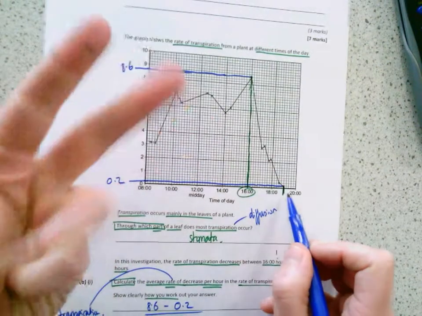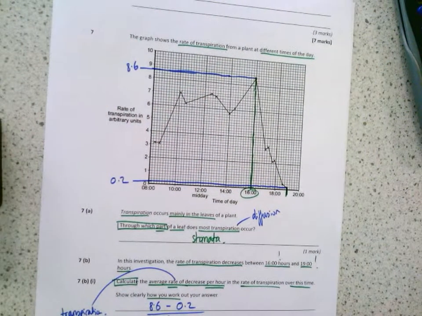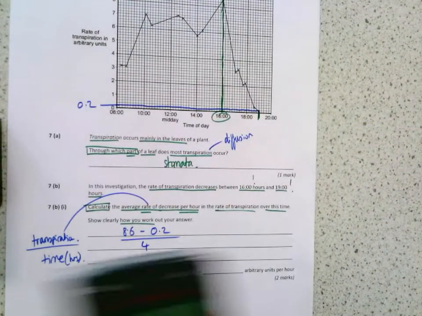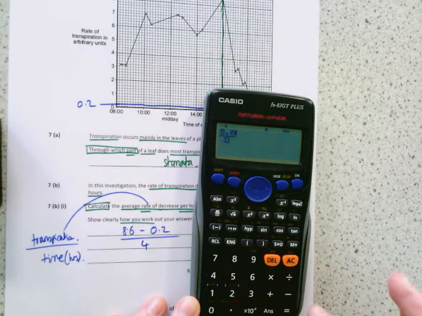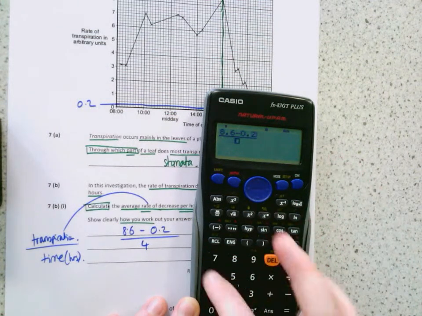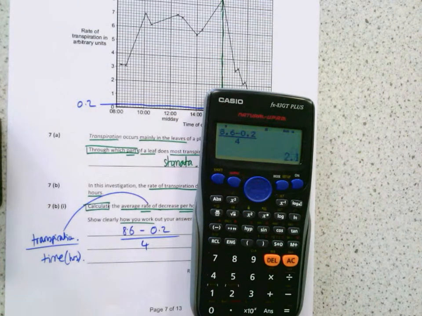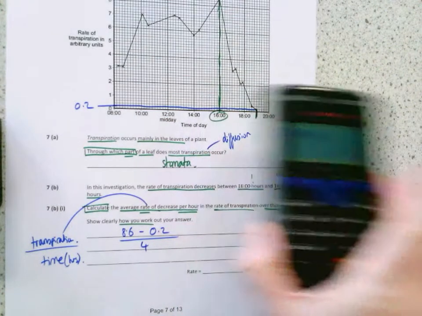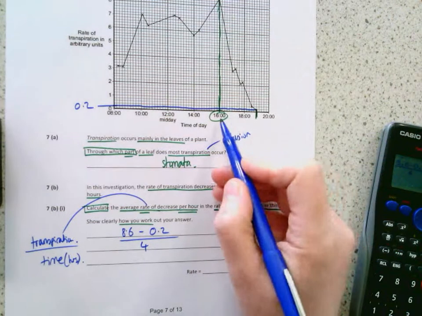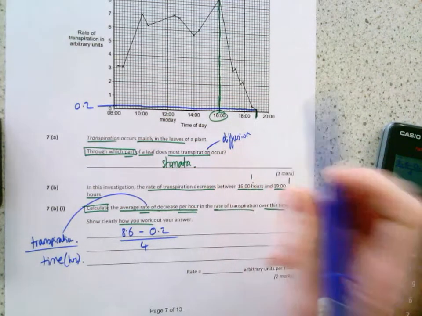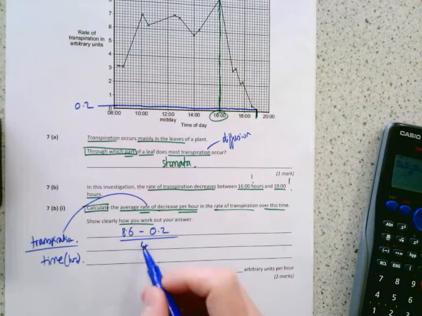So the total decrease in transpiration was 8.6 subtract 0.2, and the time in hours, well, 4 o'clock, 5 o'clock, 6 o'clock, 7 o'clock, that's 4 hours. That's the equation that you need. 8.6 subtract 0.2, divide it by 4, you end up with 2.1. That doesn't sound right to me, because I've done my maths wrong, haven't I? 4 o'clock to 7 o'clock is not 4 hours at all, is it? 5 o'clock, 6 o'clock, 7 o'clock, it's 3 hours.